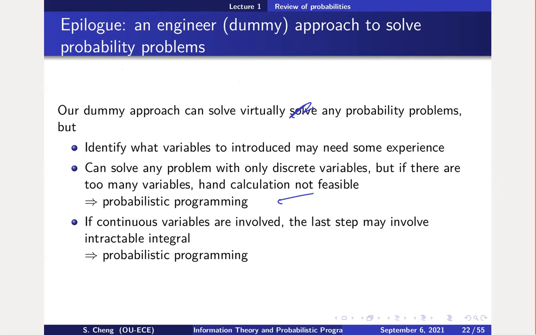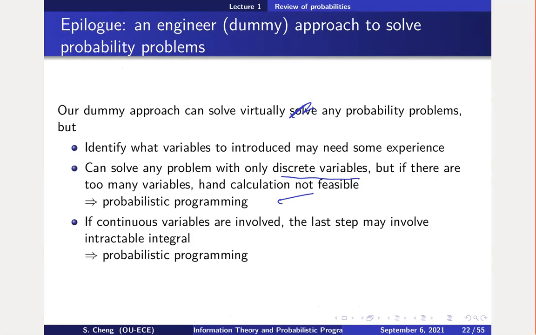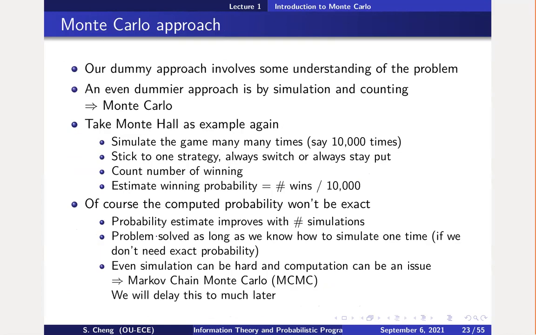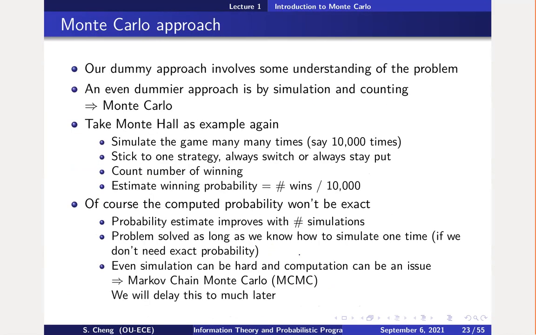Another issue you may have is if your random variables are not all discrete, and some of them are continuous. Then in the last step, when you do the marginalization, this may not be just a sum, it can have an integral here. In some cases this integral is solvable, but in most other cases it is intractable. So in that case, that also leads to a probabilistic programming approach, and actually you will rely on something like Markov chain Monte Carlo.